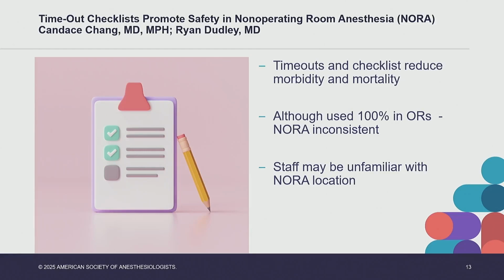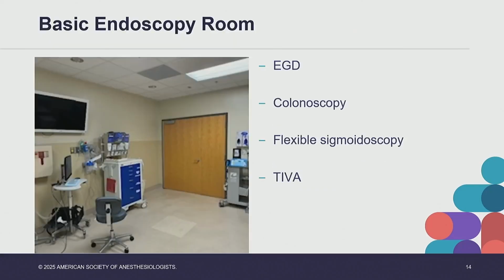having staff be familiar with where the code cart is whenever you had new staff. So we do actually have a little bit of a checklist now that the circulating nurse goes through that talks about those things, but it's specific for our endeavor, for our location. Basic endoscopy room, we'll do EGD, colon, flex sigs. We have to do TIVA because we do not have anesthesia machines in those rooms. So it's all TIVA, which can be daunting, but it's what we do.